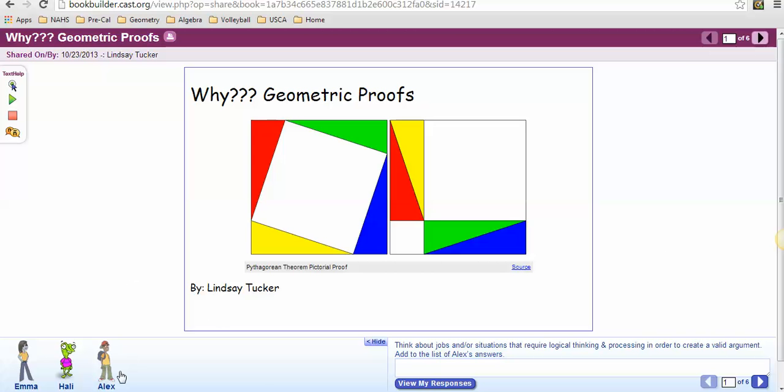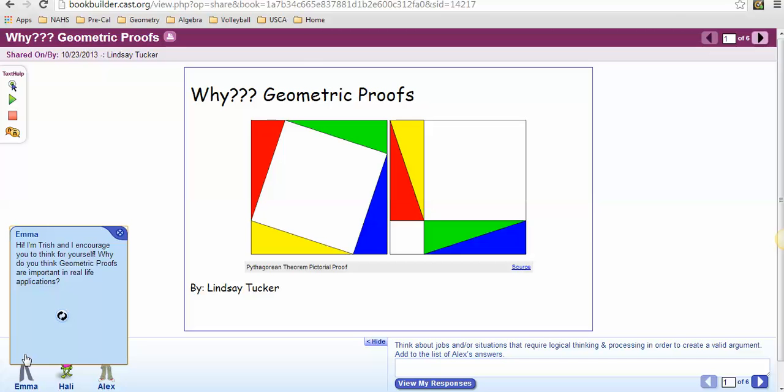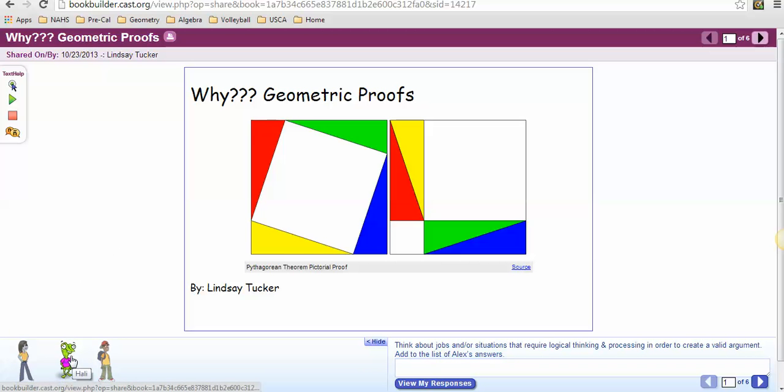So what I'll encourage them to do is, for each one, click on the coaches here and let them talk to them and encourage you to think things through. And then if they need a little bit of prompting or some help or ideas, they can click on Hallie here, and then Alex will give them an answer to help them start thinking about it.